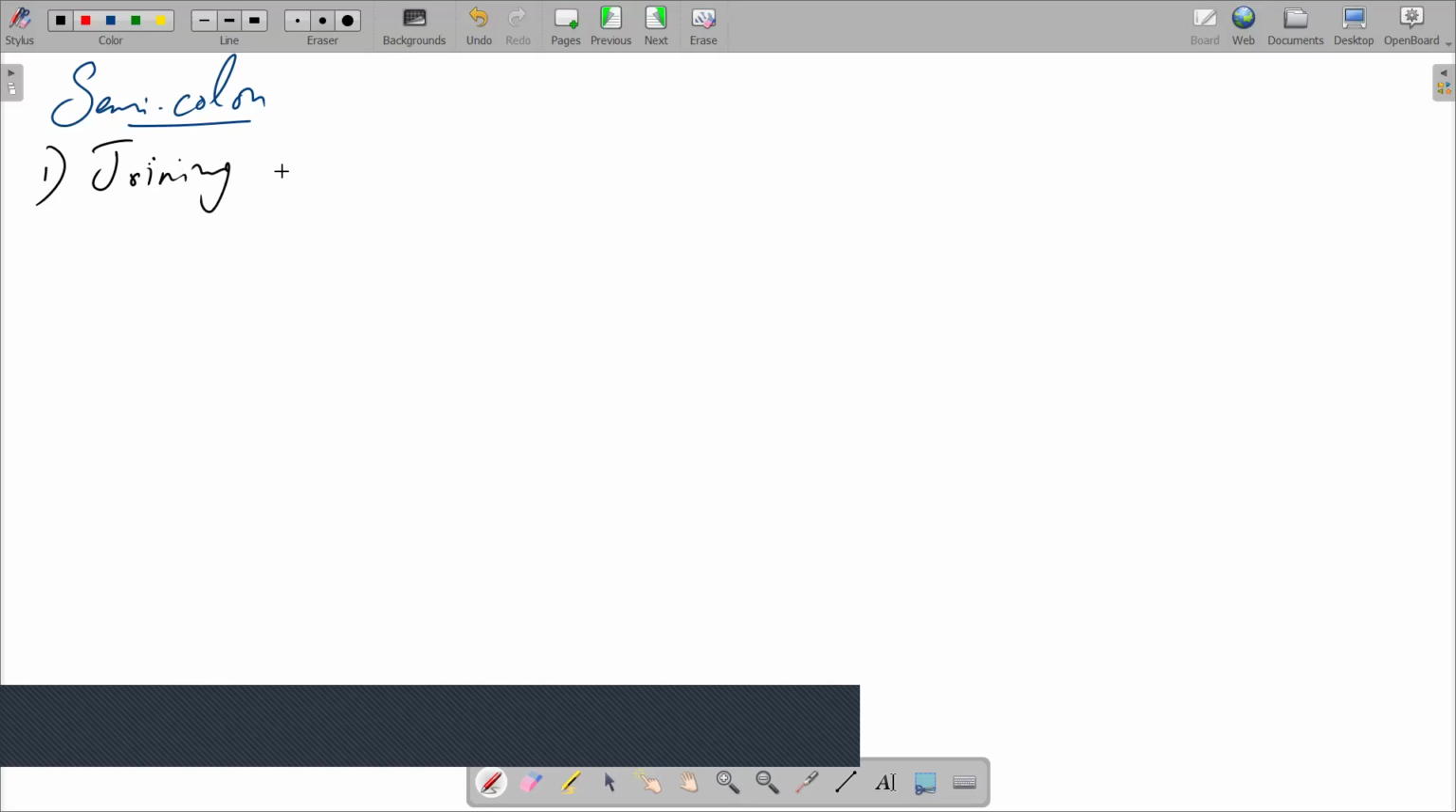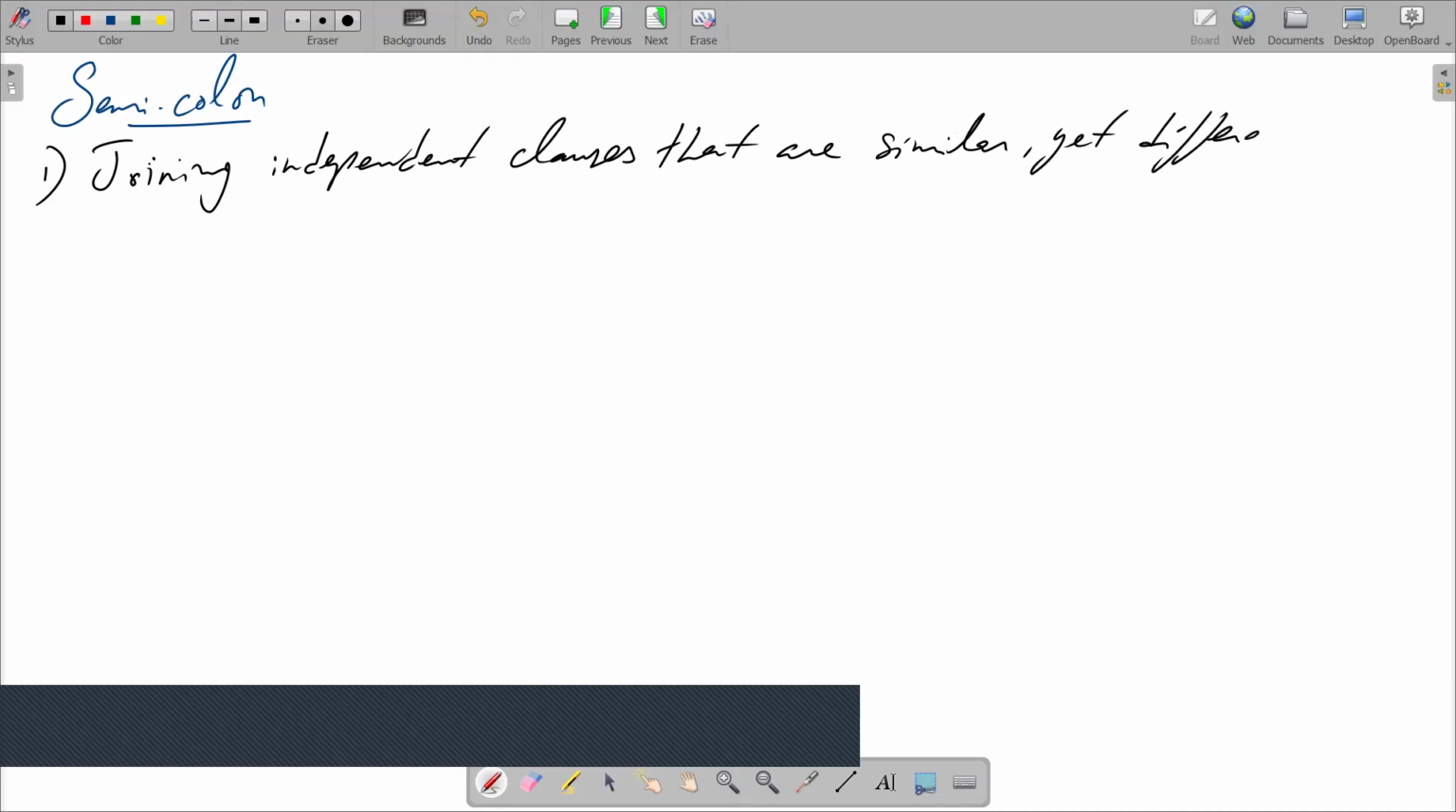It's used to join independent clauses that are similar yet different. Now, what in the world does that mean? Right? And again, over here, the example I'll be giving you, I can show you a different way of writing it, right? And it all comes back to the effect.